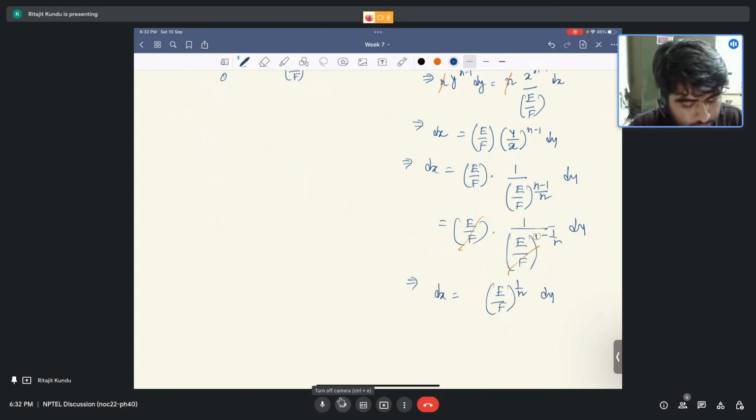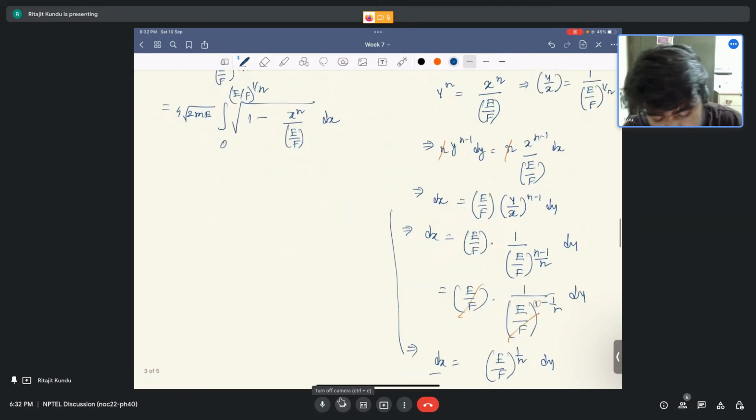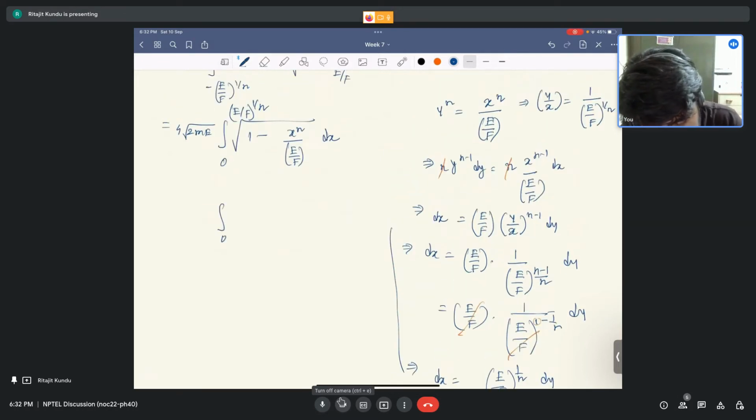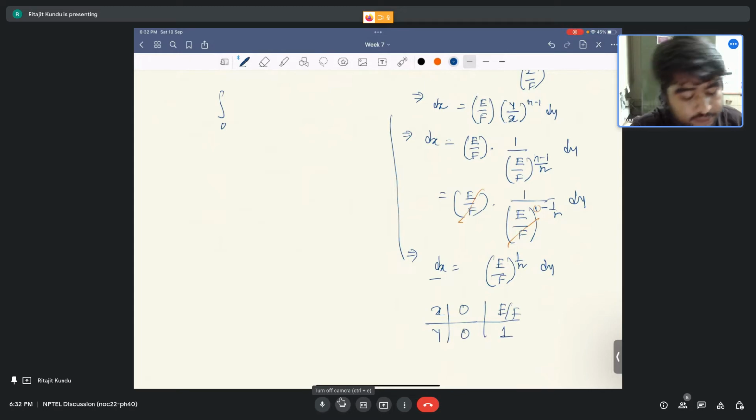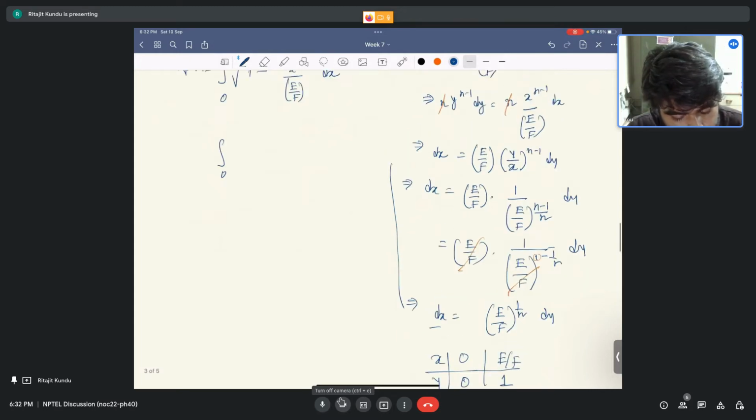Okay, so after doing this algebra, you found your dx, which we want to replace by dy. And also the limits in this case, like previously, these are 0 and E by F, and so here also it will become 0 and 1.